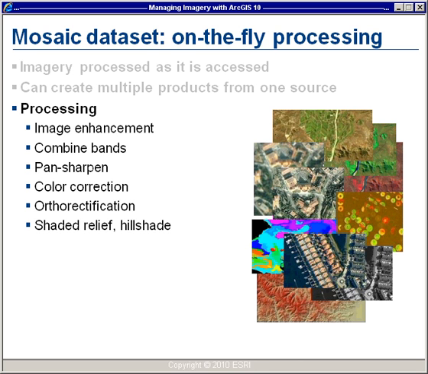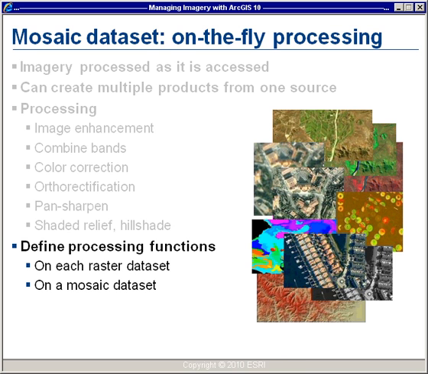There's many ways to process the imagery. This includes applying image enhancements, defining different band combinations and pan sharpening, orthorectifying your imagery, and even doing color corrections. And color corrections are actually new at 10. You can also apply shaded relief or hillshade on a digital elevation model. You define the processing using functions. These functions can be applied on each raster dataset or on the whole mosaic dataset.